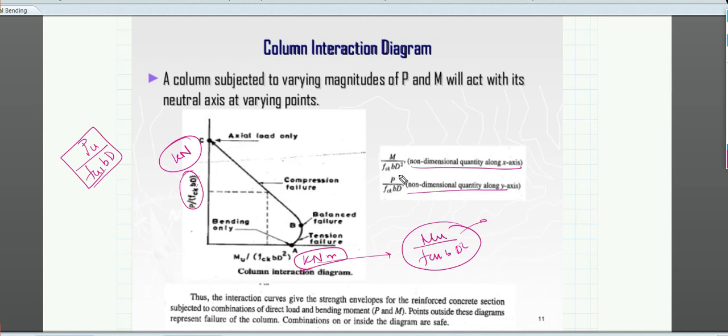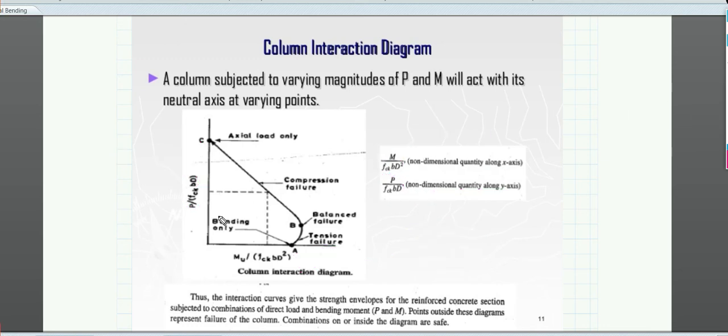So P by fck bD and Mu by fck bD square, these two are non-dimensional values. Mu by fck bD square represents the moment factor, and P by fck bD represents the axial load factor. As you can see, when moment becomes zero, only axial load is there, which means eccentricity is zero. As you go along this way, eccentricity is zero over here, then eccentricity goes on increasing.